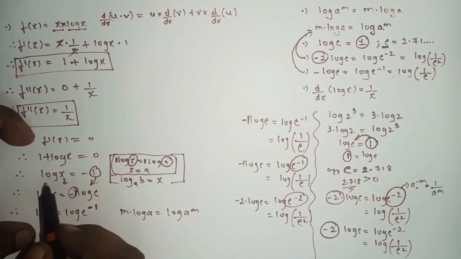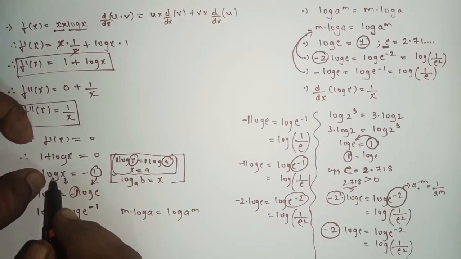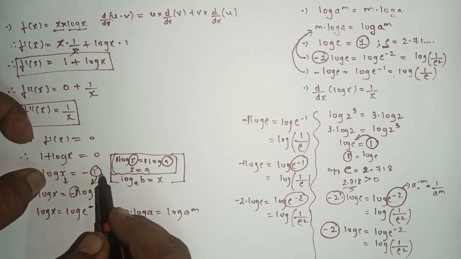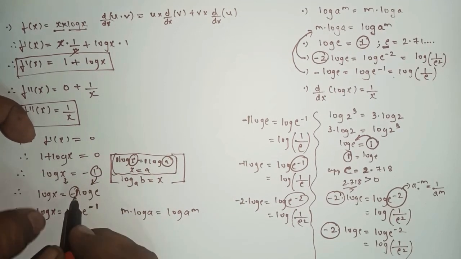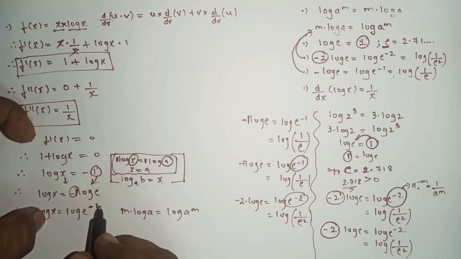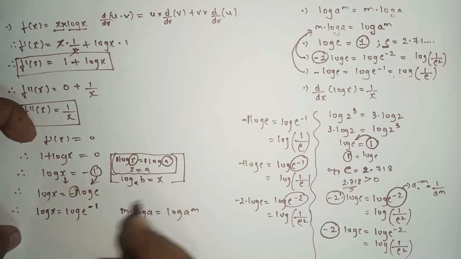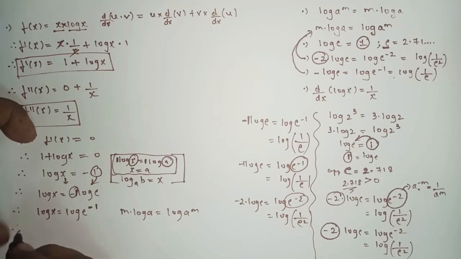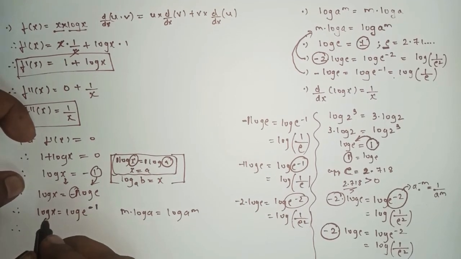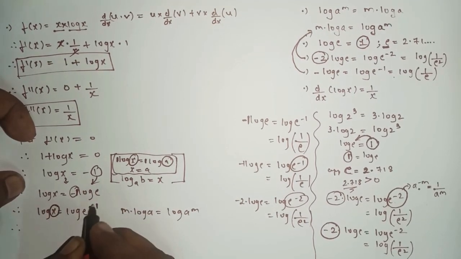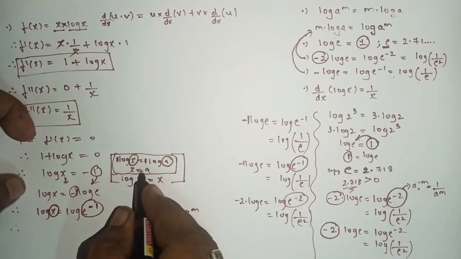Okay, so remember this step: whenever you have log on the left hand side and 1 on the right hand side, we can write this 1 as log e, and further shift this minus 1 to the power using this formula. Here we can clearly see that we are getting log something equals log something.